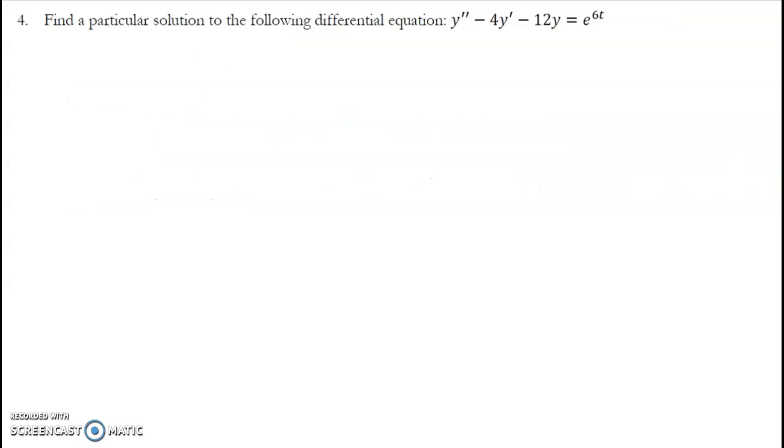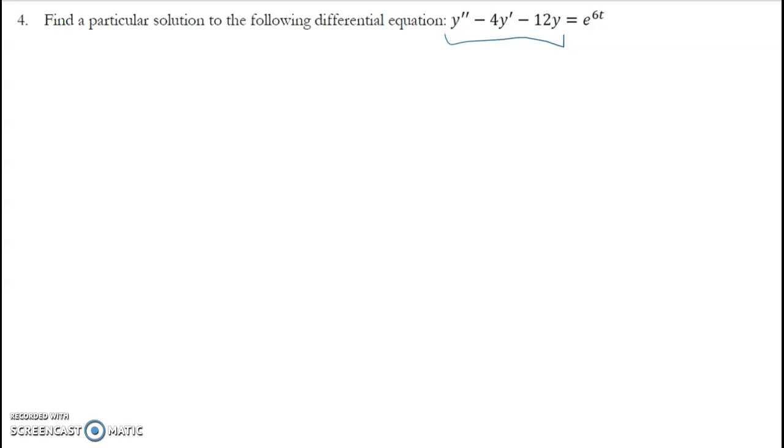Okay, so take a look at number 4. So we're back to this. If you notice, this is the left-hand side part that we used a lot. Let's do a quick review. We used the left-hand side to find the complementary solution. So how do we find the complementary solution?